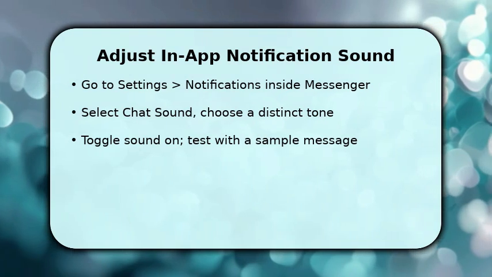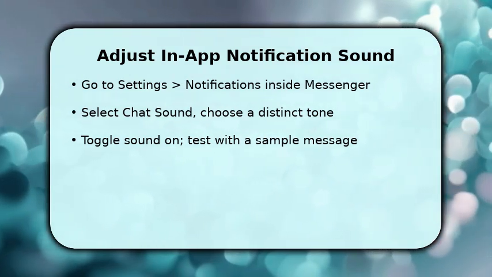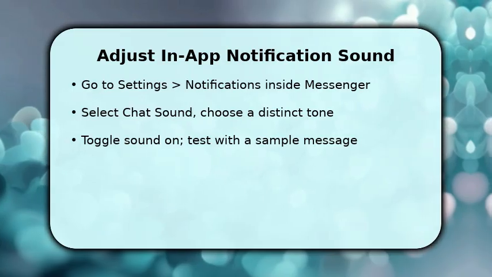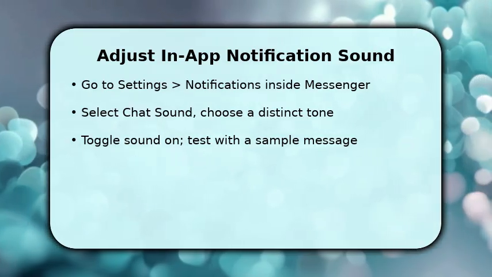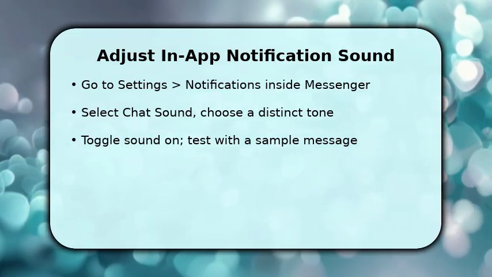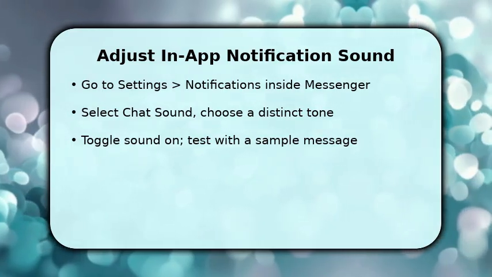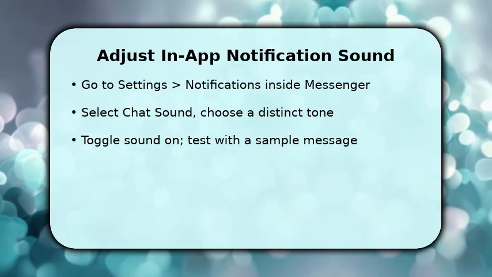Now adjust Messenger's internal sound settings so alerts are audible. In notifications, locate chat sound and pick a tone that you recognize. This ensures notification routing to the audio channel. Make sure the sound toggle is on. Sometimes it flips off after updates. Once set, send a test message or use the sample tone option to confirm output.